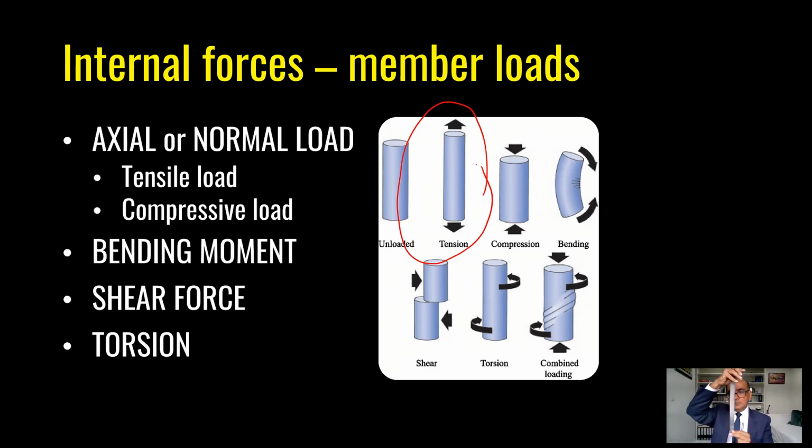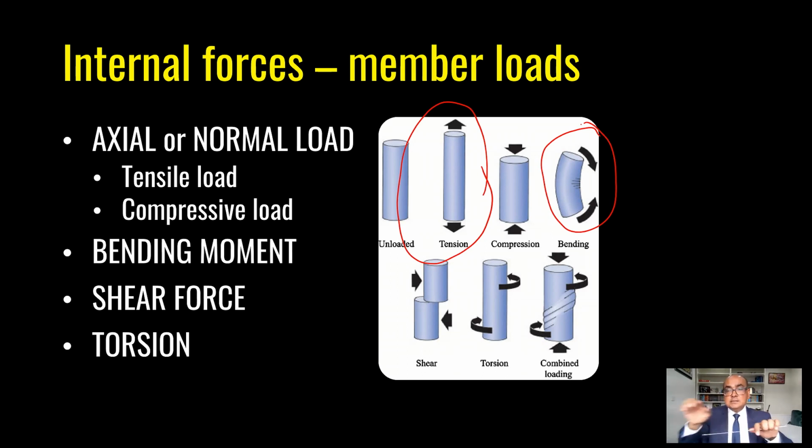Compression means that if I'm trying to squash this column, if I'm trying to apply load from top and bottom, it will cause compression. It will cause shortening in the member. Columns are typical examples of compression members. Bending: if this is a beam and I'm applying loading in the middle, you will see that it is bending and it will look like this. So bending can happen in beams and it can happen in columns as well. That will have lateral torsional buckling. So this is a vertical column member, and if I'm applying loading, it is buckling sideways.